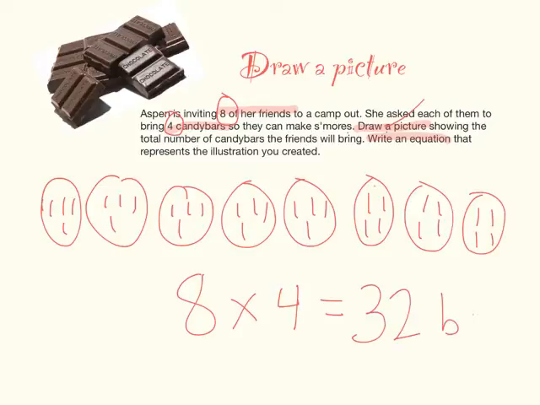So 32 is our product. 8 times 4 equals 32 is our equation. Again, if you need to count the tally marks to solve this, that's fine. If you know your multiplication facts and know that 8 times 4 is 32, that works as well.